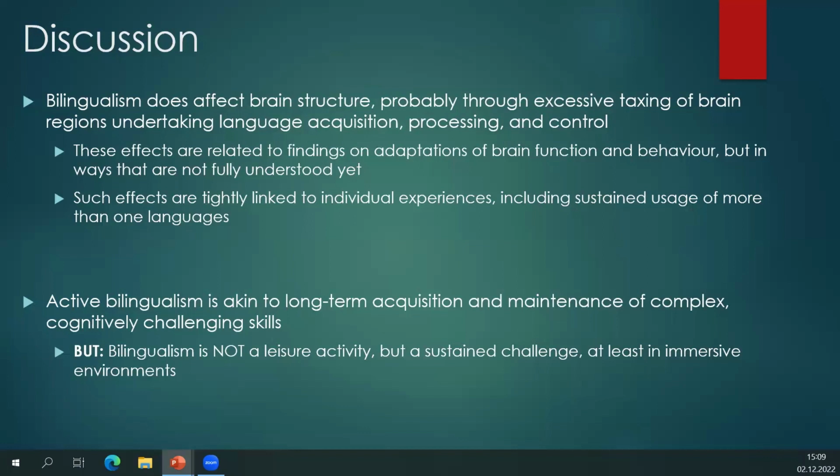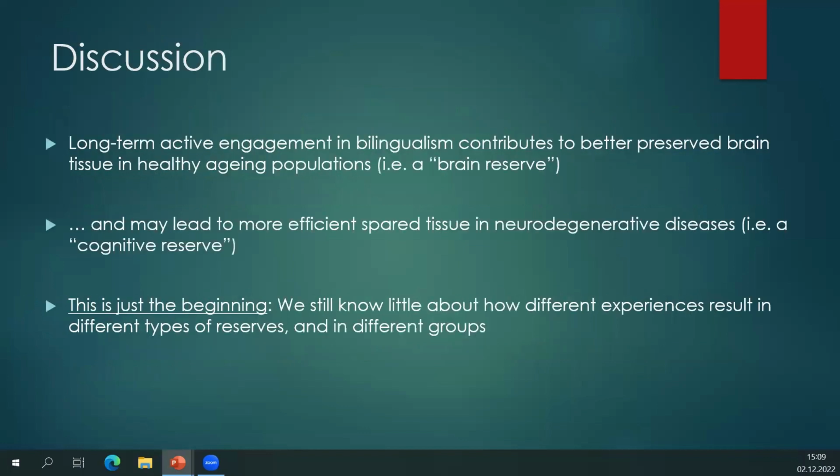It's not something that you do in your free time simply because somebody told you to learn languages because it's good for your brain. If you're an active bilingual, you have to use language effectively, right? And you're usually an active bilingual in an immersive environment. So long-term active engagement in bilingualism contributes to better preserved brain tissue in healthy aging, aka a brain reserve, as we defined it, and it may lead to more efficient spare tissue when you are facing neurodegeneration, or a cognitive reserve.